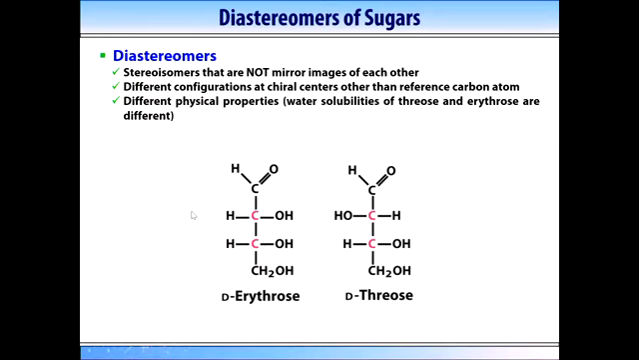In any case, if you make a model of these two sugars, there is no way you can superimpose them, which means that they're actually different. They have a different configuration of chiral centers, other than the reference carbon atom. So we're not talking about that terminal portion of the molecule, we're talking about all of the OHs other than that. Depending on whether they look to the left or to the right, these would be different isomers, which are called diastereomers. These diastereomers have different physical properties, such as water solubility and so on.